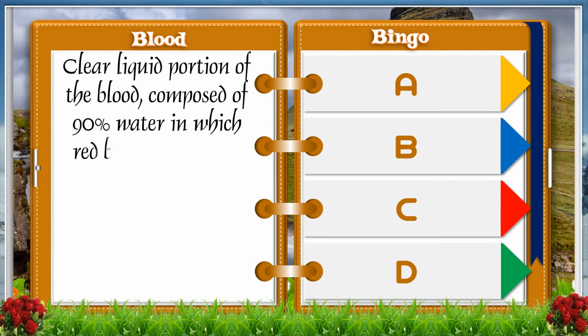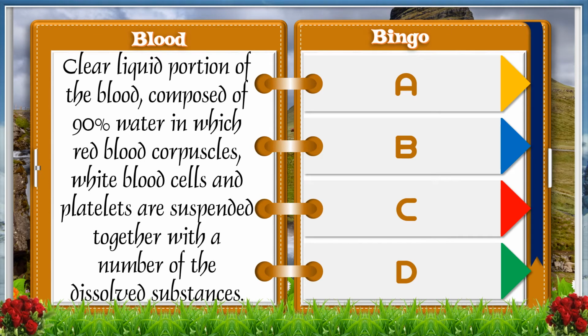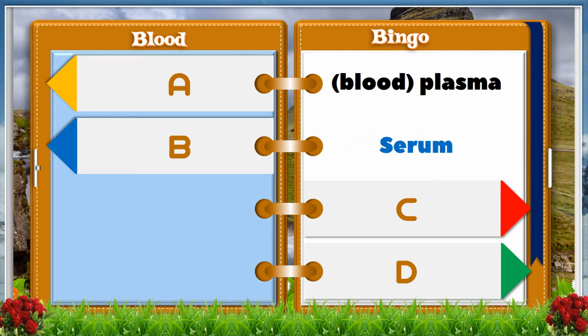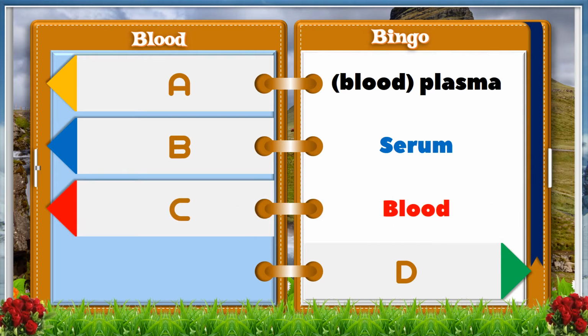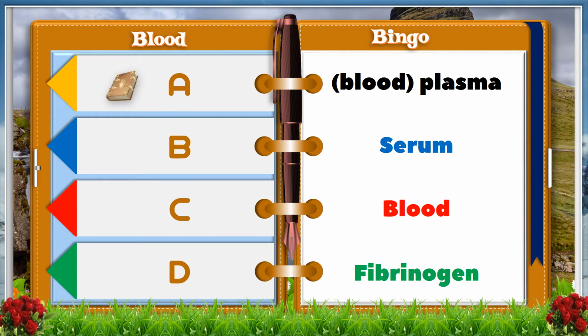Clear liquid portion of blood composed of 90% water, in which red blood capsules, white blood cells, and platelets are suspended together with a number of dissolved substances. A. Blood plasma. B. Serum. C. Blood. D. Fibrinogen. And the answer is A. Blood plasma.